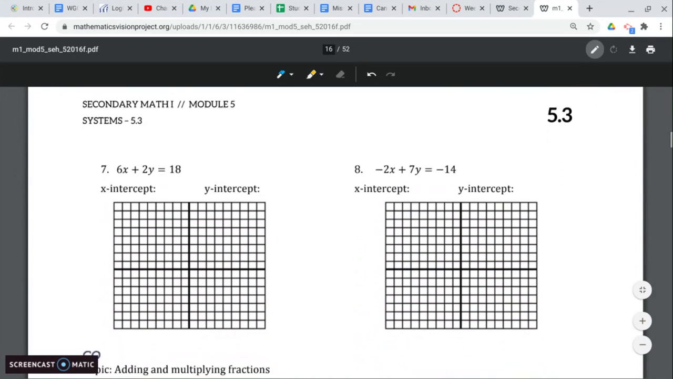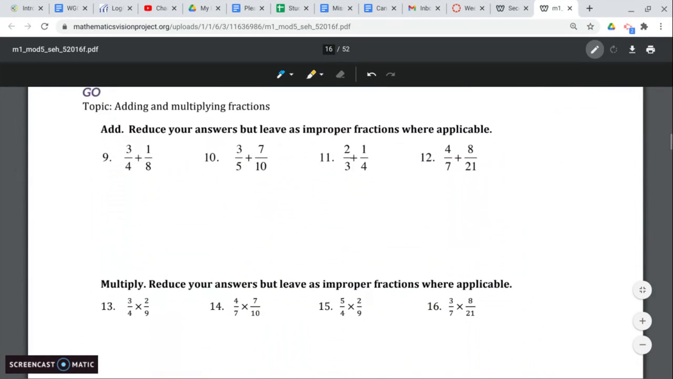All right. The last section we're looking at is adding and multiplying fractions. Yes, we're going all the way back to fractions. So we want to add these and reduce our answers, but leave as an improper fraction where applicable. So how do we add fractions? Can we just add them as is? 3 plus 1, 4 plus 8? No. Heaven to Betsy, no. We can't do that. We have to have common denominators when we add.